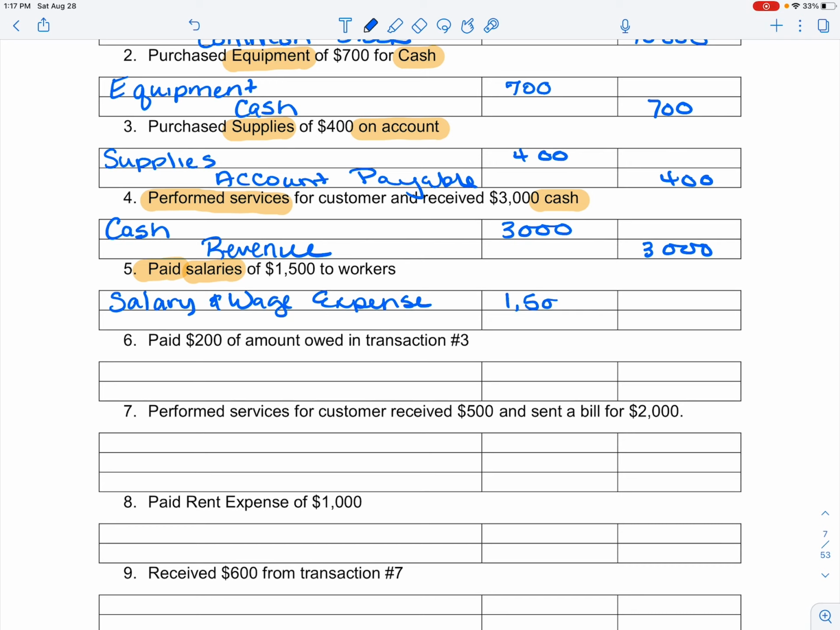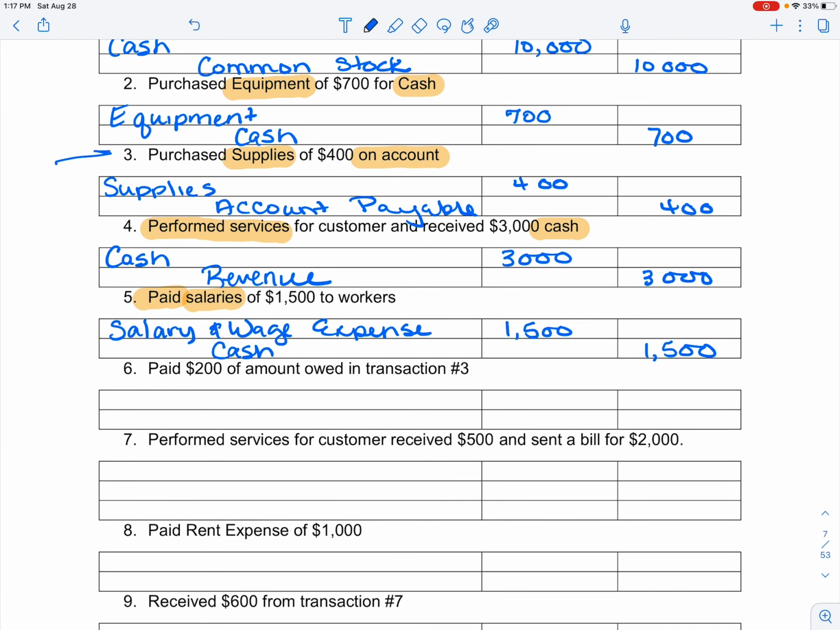We're increasing those expenses. We're decreasing the amount of cash we have with a credit. Now, number 6 says we paid $200 of an amount owed in transaction 3. If I look up to transaction 3 here, we bought supplies on account. We need to decrease the amount that we owe. So I'm going to debit that accounts payable, which would decrease the amount I owe. And I'm obviously going to pay them in cash.